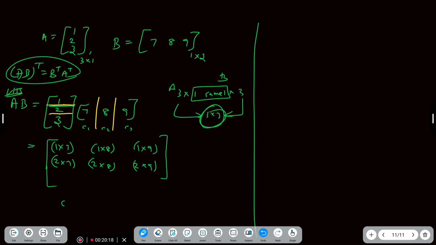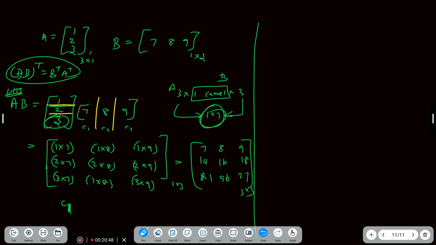What am I going to? Last row I am going. Row 3. This one, 3. Take 3, multiply with each. 3 into 7, 3 into 8 and 3 into 9. See, I am getting a 3 by 3 matrix. If you simplify now, 1 7s are 7, 2 7s are 14, 3 7s are 21, 1 8s are 8. Okay, like that here 16, here 56, and here 9, 18, 27. See that I am getting a 3 by 3 matrix. Still not over.